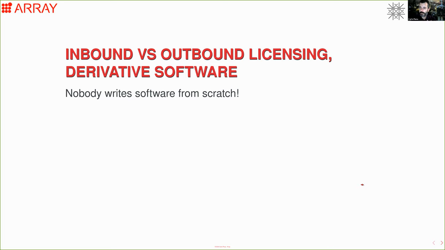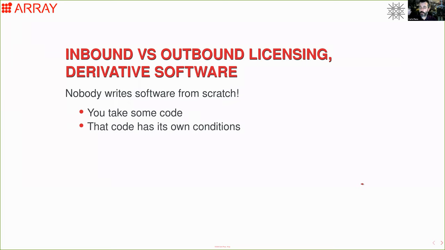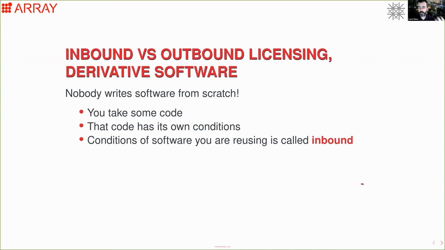But actually, nobody writes software starting from line one and proceeding. Software is a continuous reuse. You take some code, you include this code in your own software, and the code that you reuse has its own conditions, and you have to comply with these conditions. Because it's software that you get in, it's called inbound. An inbound license is the license of the software that others have made and you are including and reusing in your project. Of course, that comes naturally.